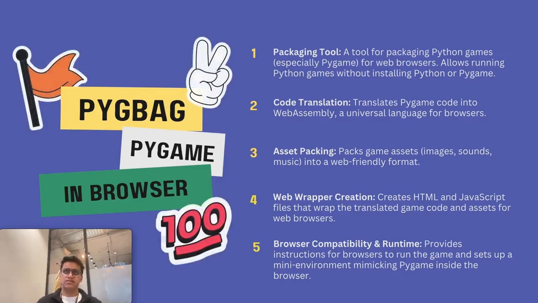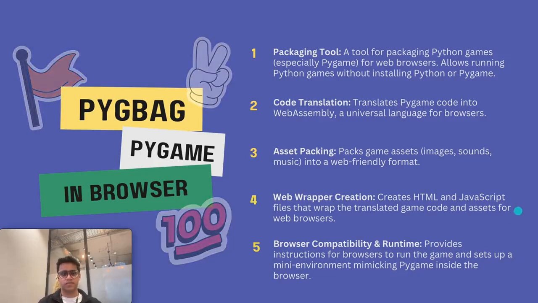And it also serves as a gift wrapper, which generates HTML and CSS files, and it wraps your translated code and packaged assets. And the web wrapper, which you just talked about, also includes special instructions which teach how you can run the game, similar to how a user manual works. And it also sets up a mini environment in the browser, which mimics how the Pygame environment works in your local environment, and then it creates the virtual Python world for the game on the browser itself using WebAssembly.